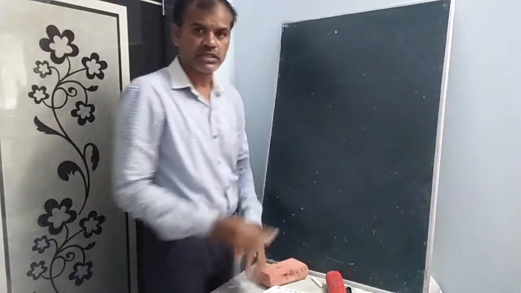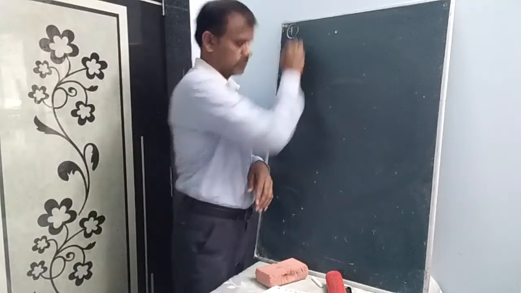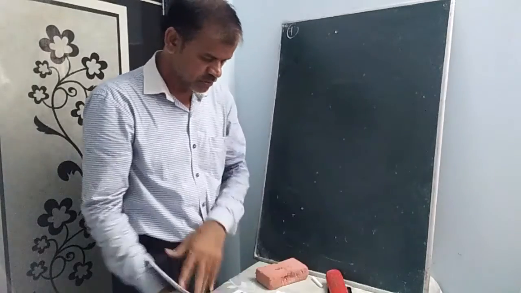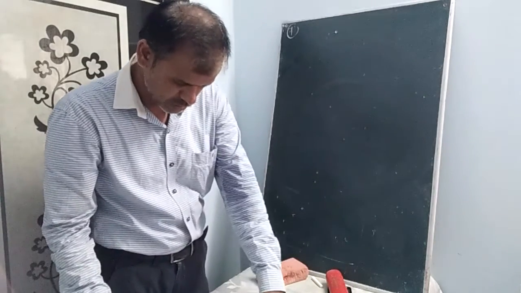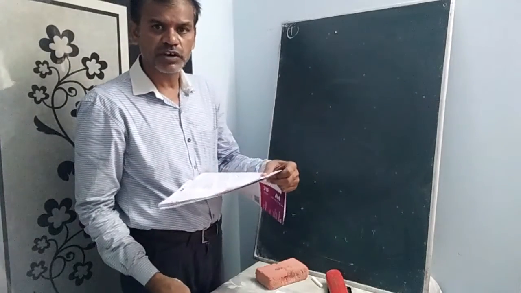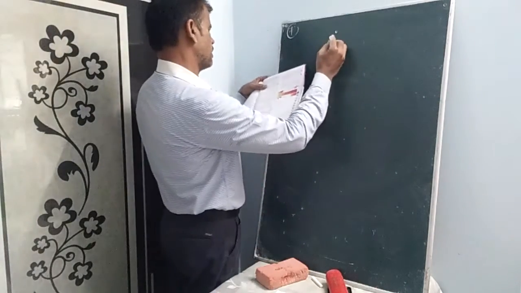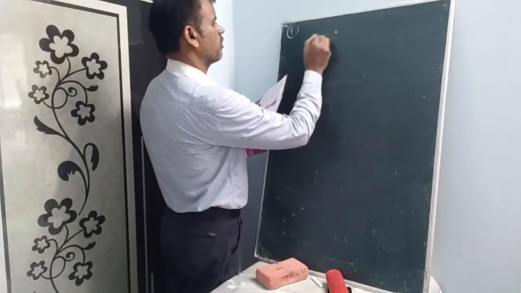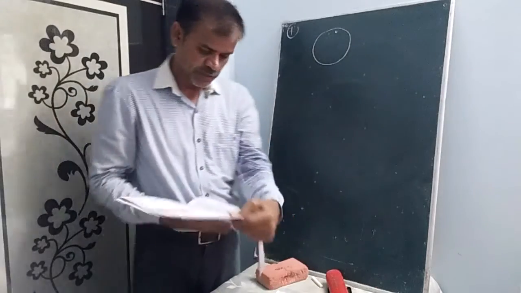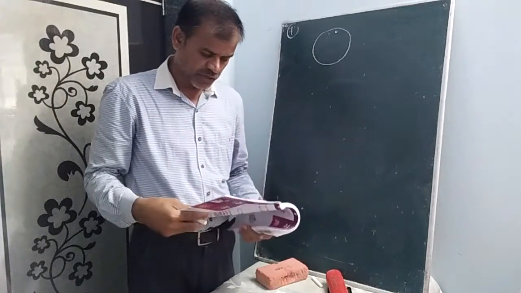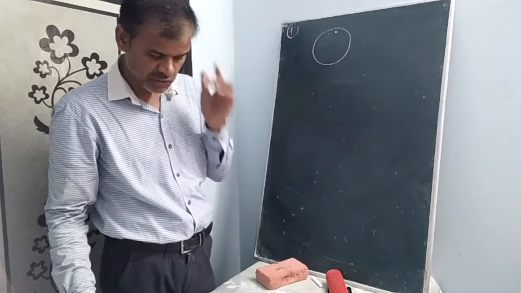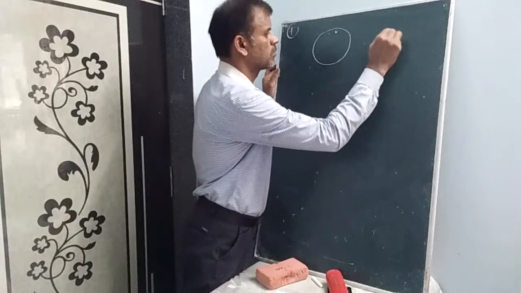Now let us discuss the 7th question. A sphere of radius a subtends an angle of 60 degrees at the point P. Then find the distance of P from the center of the sphere, outside.